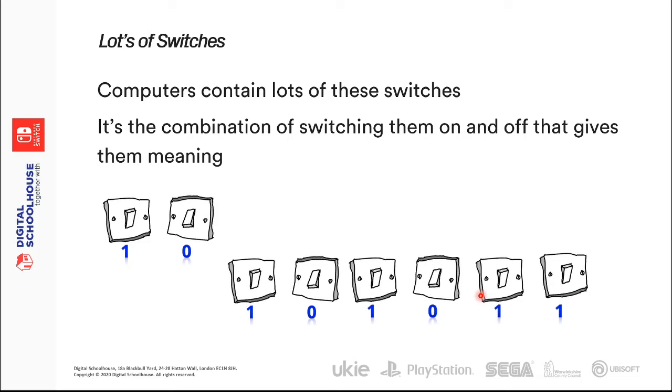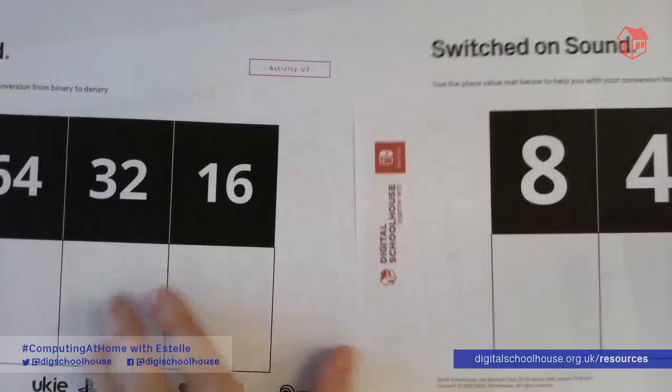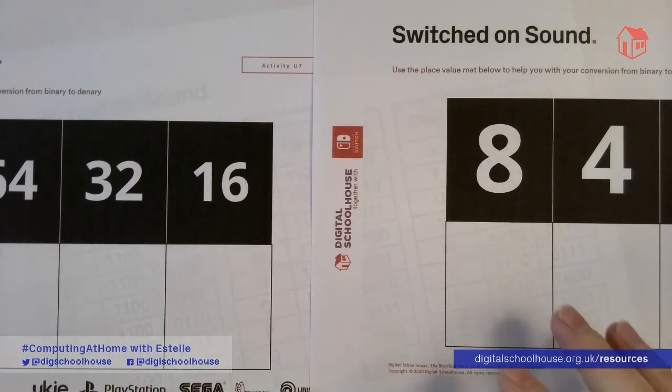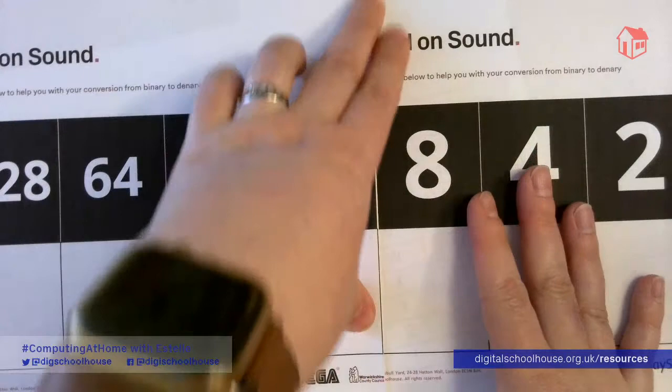Okay, so what you might have noticed in your pack of worksheets is there are some place value mats. Okay, so what you do with these is you can pop them together. I'm just going to fold over the end of this one, like so, and then you can use them to help you with calculating binary numbers. Okay, so I've got it from 1 all the way up to 128 at this end.